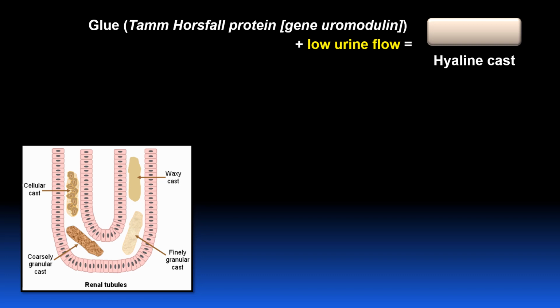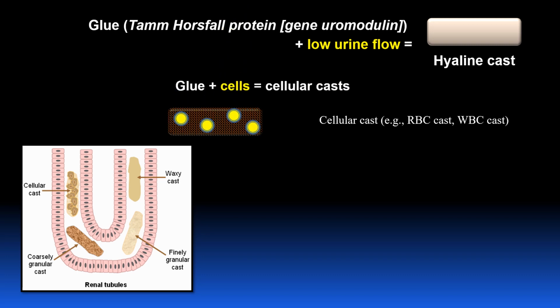If there is any kind of injury within the nephron, such as glomerular bleeding with red blood cells, an inflammatory or infectious process with white blood cells, or acute tubular necrosis with dead renal tubular epithelial cells making their way into renal tubules, these cells get trapped by the sticky Tamm-Horsfall proteins to form cellular casts. If the cells are red blood cells, they are called red blood cell casts. If the cells are white blood cells, the casts are called white blood cell casts.